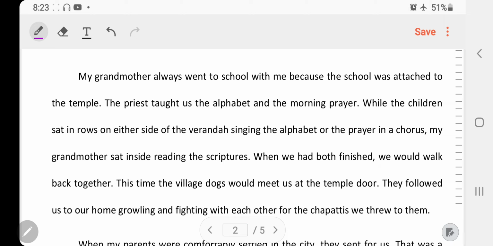So the grandmother went with this child on the same route because the destination was one and the same. The school and the temple were attached. In some part of the temple, the priest would be teaching the kids, and that portion is called school here. The priest, you understand, taught us the alphabet and the morning prayer. See, this is the syllabus of that time.